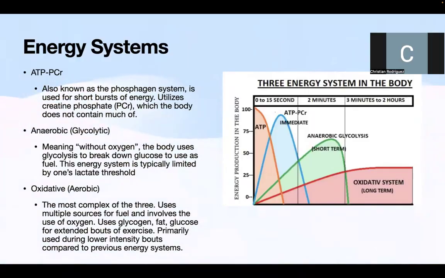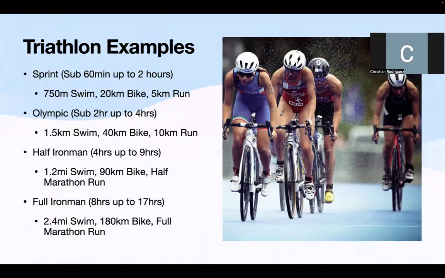This is anywhere north of 3 minutes, and this is what we're mostly going to see when it comes to endurance racing. Primarily, it's going to be used during lower intensity bouts compared to previous energy systems, just because lower intensity bouts of exercise generally need a long duration in order to cause a stimulus for adaptation, which is what we're looking for in training. Some examples of the triathlon distances are going to be sprint all the way up to full Ironman.